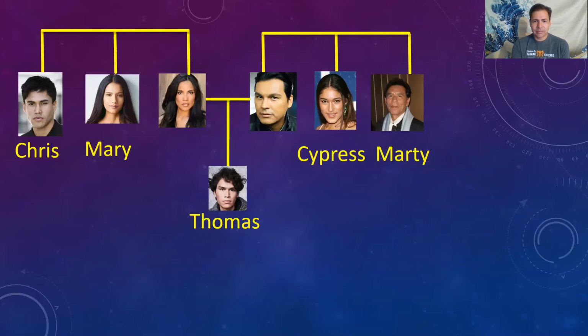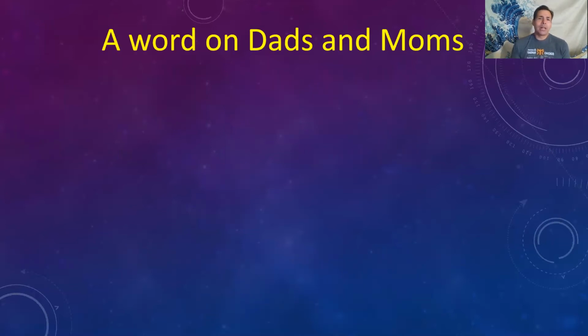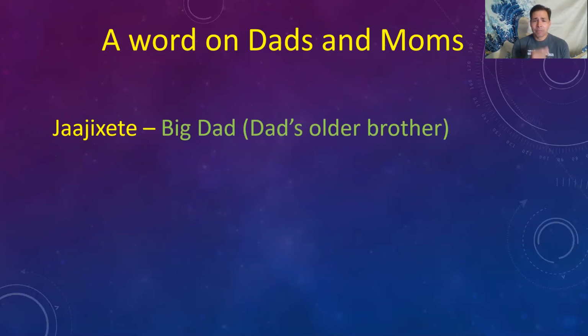Okay, very good. Now I want to put another word in there on dads and moms. So remember, like we said, your dad's brothers are considered also your dads, and your mom's sisters are also considered your moms. So there's other terms that you can use. Recall jaji is kind of the more informal term that you call your father. Well, if you're referring to your dad's older brother, a lot of times people will say jaji khate, which literally means big dad. Khate means big. So jaji khate, big dad.